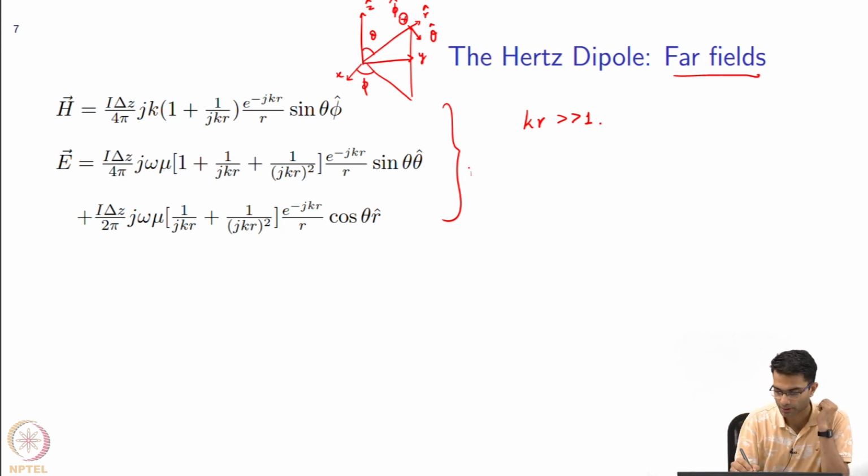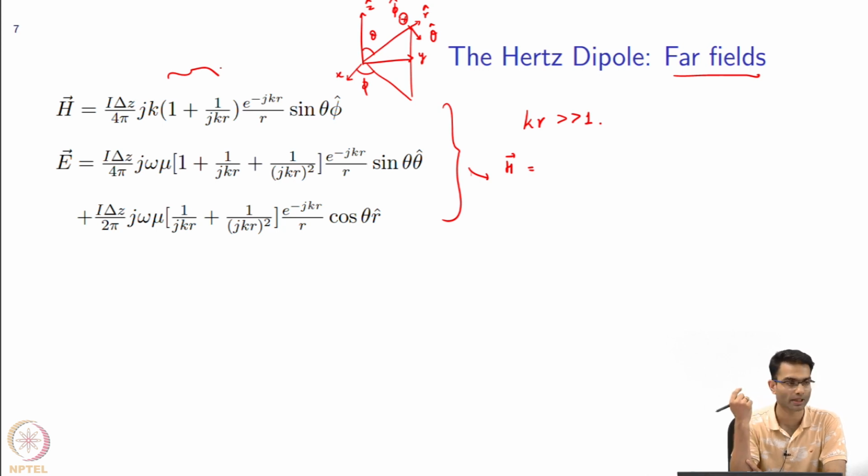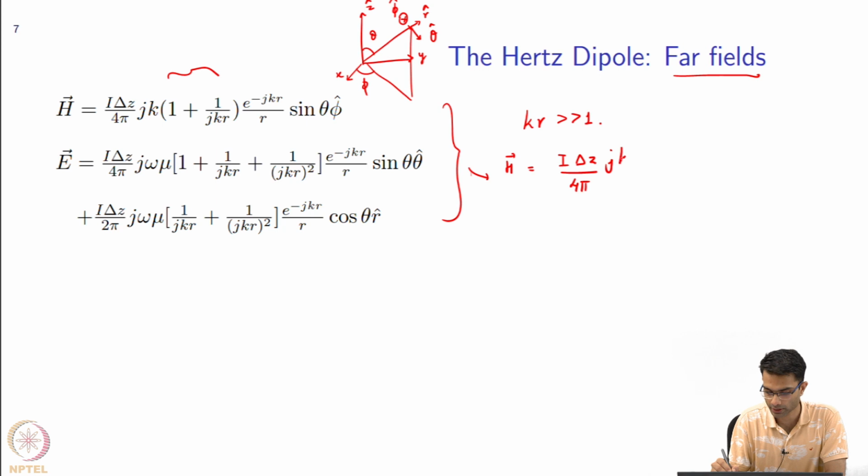Under this approximation, what happens to the magnetic field? I have two terms, right, in this bracket. I will just keep the first term because kr is much greater than 1, right. So, in that case, the magnetic field magnitude becomes I delta z by 4 pi, j k, e to the minus j k r by r, sin theta phi hat.